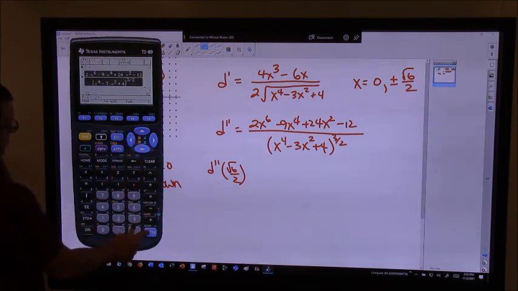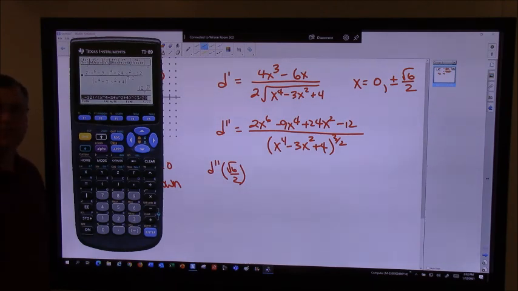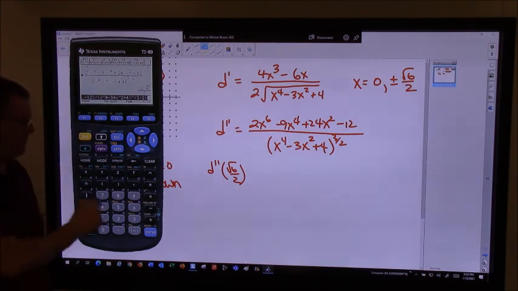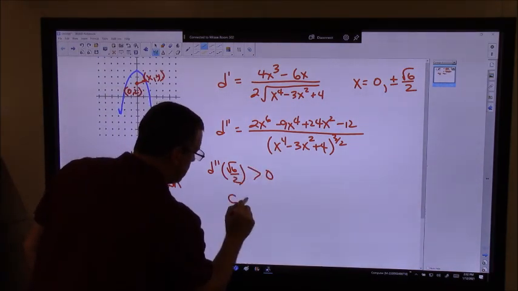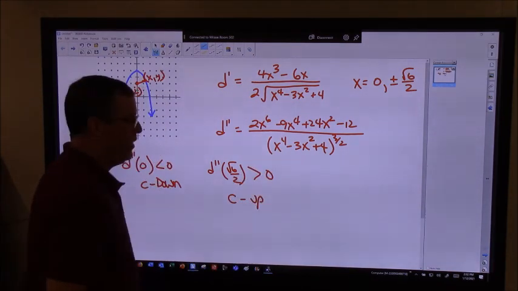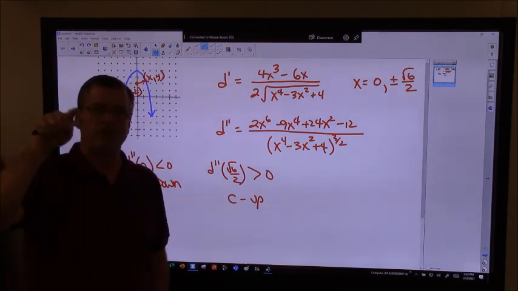So there it is. Put that in my edit line, hit enter, and there's what I get, a positive number. I don't care how messy the number is, it's positive. All right? So this was greater than 0, which means we are concave up. And if we're concave up, that's where a relative minimum occurs.